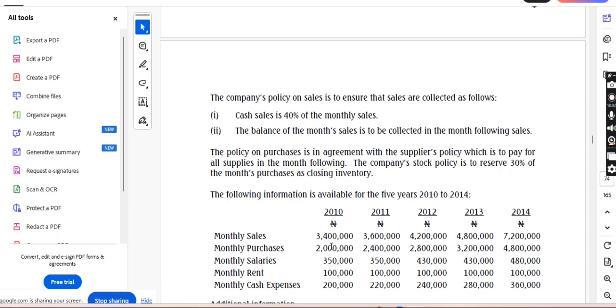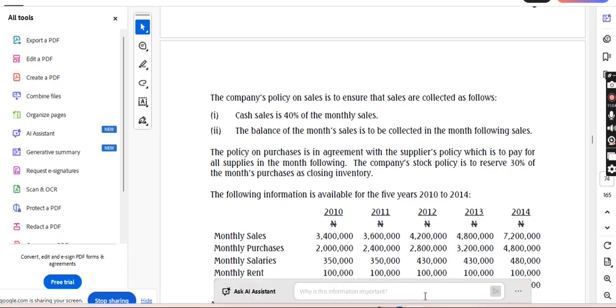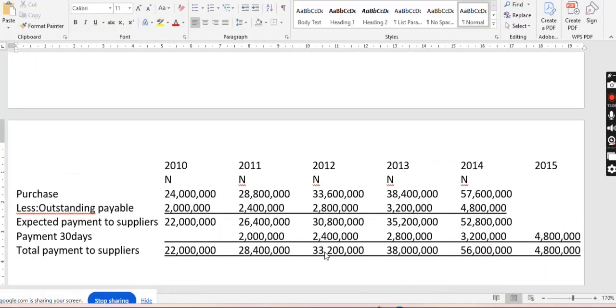Just leave the year. Monthly, right? 2 million will be paid in the following month. 2,400,000 will be paid in the following. 2,800,000 will be paid in the following. Do you understand? Yes, sir. This is what we are here to pay from our total purchase.